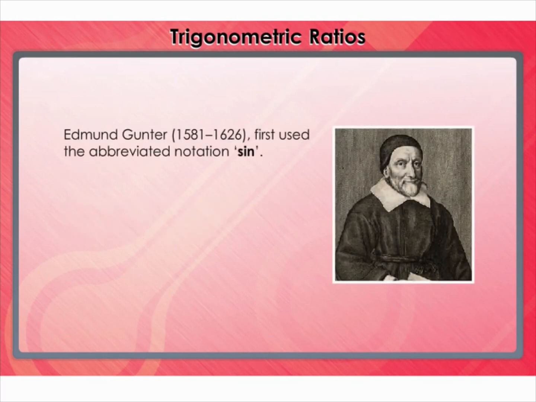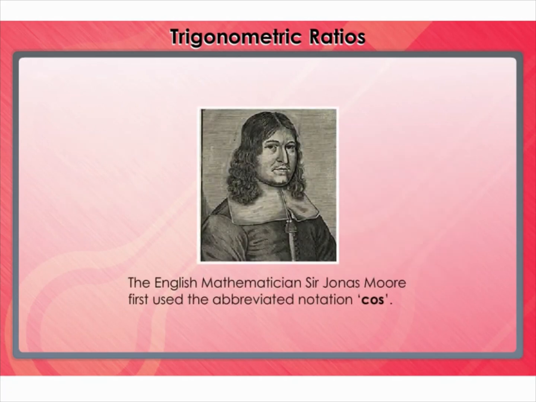An English professor of astronomy, Edmund Gunter, 1581 to 1626, first used the abbreviated notation sine. The origin of the terms cosine and tangent was much later. The cosine function arose from the need to compute the sine of the complementary angle. Aryabhatta called it kotijya. The name cosinus originated with Edmund Gunter. In 1674, the English mathematician Sir Jonas Moore first used the abbreviated notation cos.